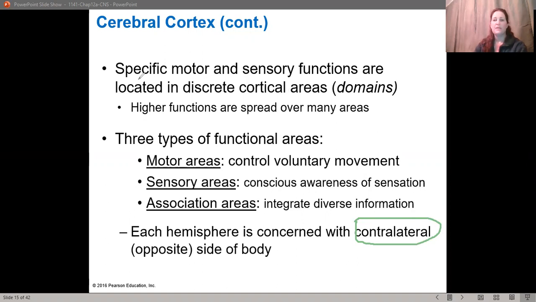So we're going to be moving on to domains, and there we need to cover 14 of them, and these are discrete cortical areas. So they are located in one lobe, and they will control a specific motor or sensory function. So domains are a single lobe and pretty well-defined functions. We'll have things called multimodal areas for higher functions. These are going to be spread over many areas.